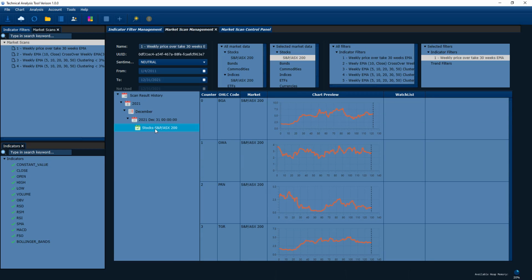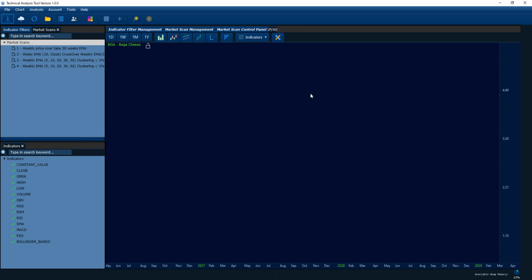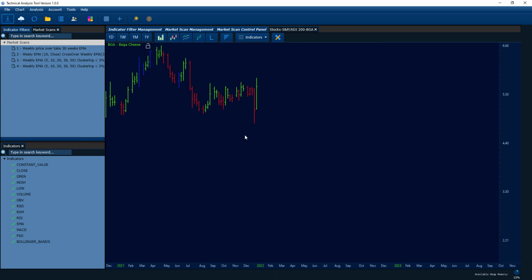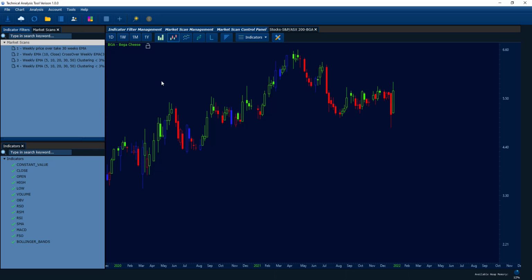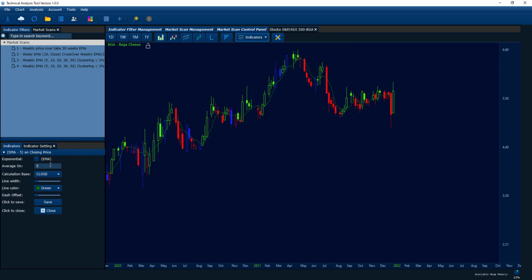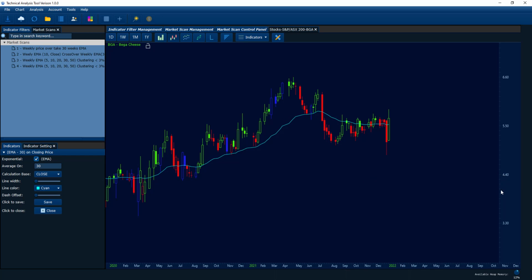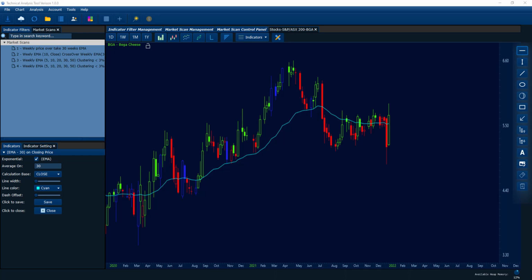Okay, you double click that green item, that's your results. And now you bring up all the results on the right hand side page. Let's take a look at the first one. So we have BGA cheese. So that's the dairy company. Let's just bring up the 30 weeks moving average EMA. So that's what we set up here. As you can see, for this one, the current week's open price starts from here. So that's the open price of this week. So it's below the 30 weeks moving average, right? So that's the first condition.